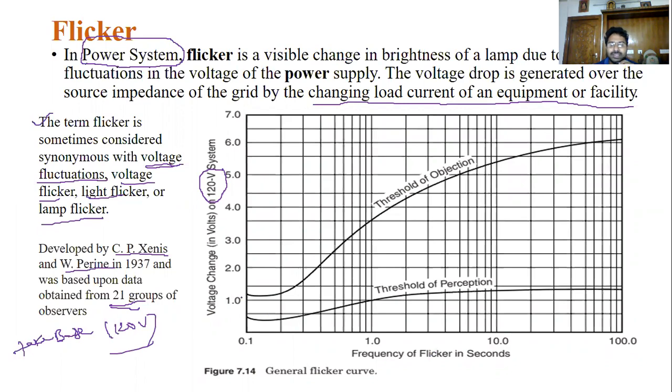Now see this very important axis. In this axis, the frequency is considered in hertz, in seconds. Remember, in seconds. You know that 1 second is equal to 50 cycles, which is equivalent to 50 hertz. That is why they consider the frequency in seconds. Now see this, there are two curves mentioned, curve 2 as well as curve 1.